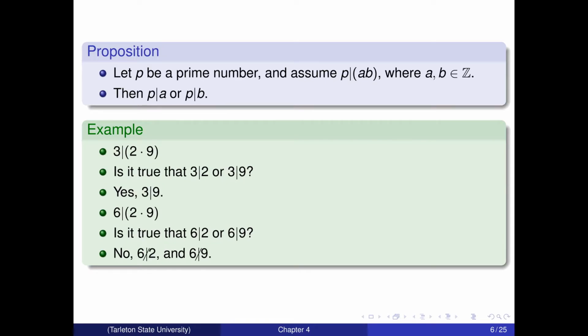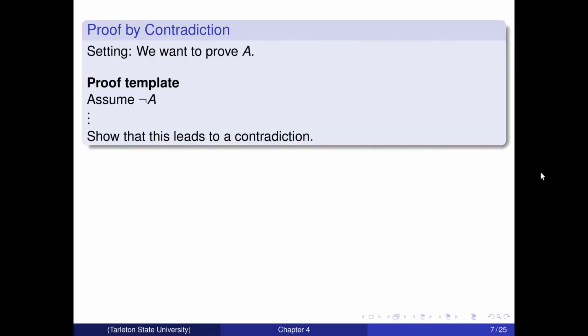Okay, well, with those preliminaries out of the way, we're now ready to talk about proof by contradiction, which is our next proof technique. The setting for this is that we want to prove some statement A, and the method we use is to assume that A is not true. We assume the negation of A, and we show that this leads to a contradiction.